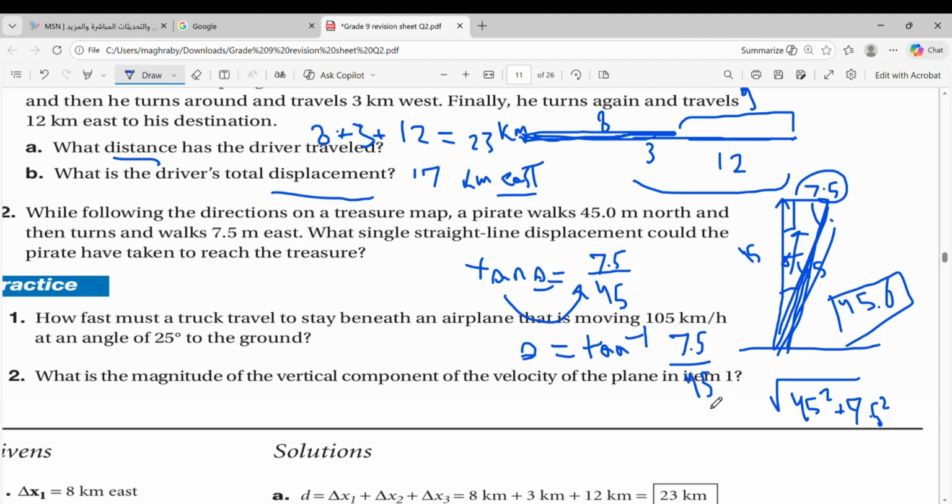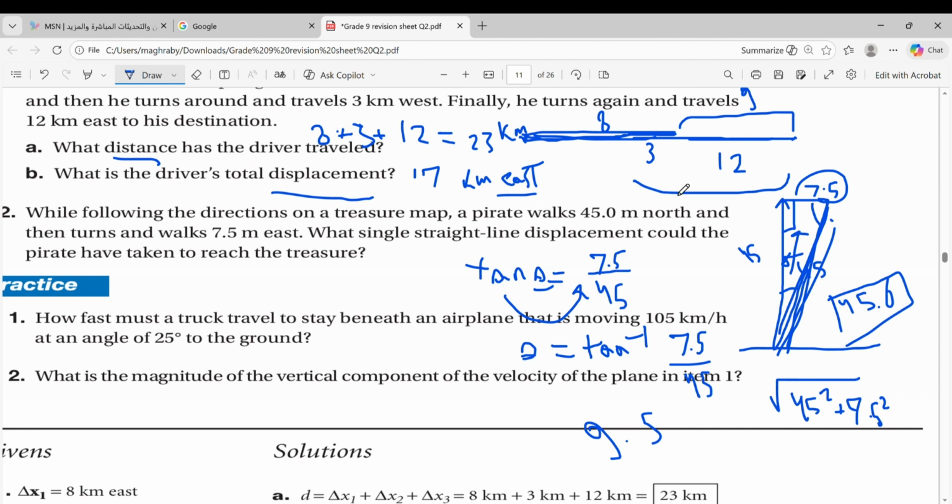And just make it by your calculator, okay. You will find the angle will be 9.5. So the angle is 9.5, okay. Let's get to the next one, okay.